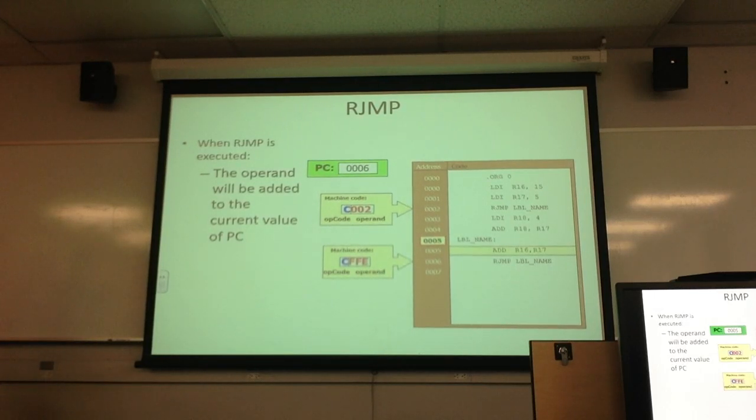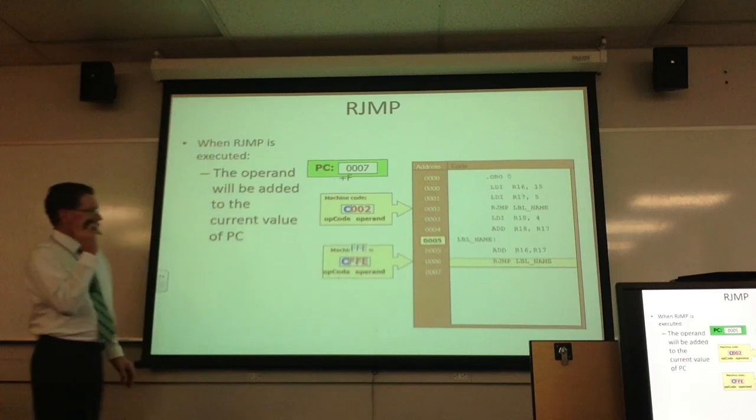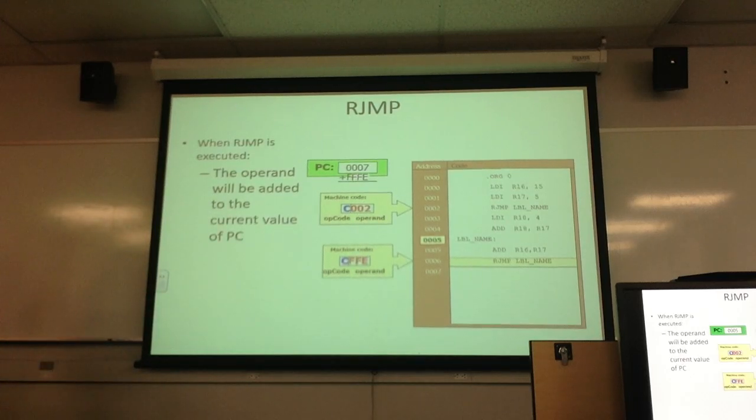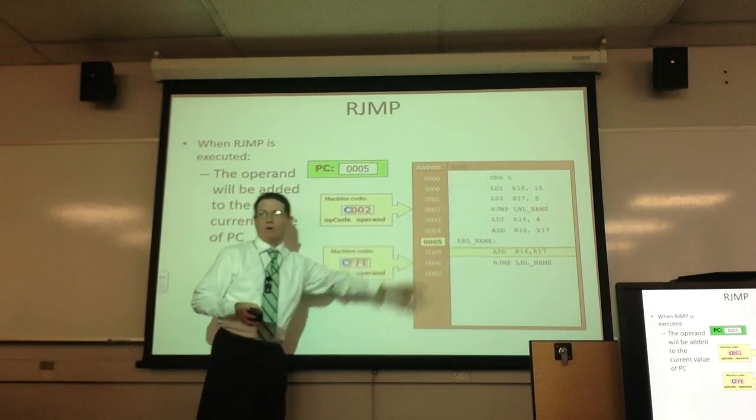Blackboard magic. All right. So now we're jumping down to here. We execute the add, and now I'm going to jump back. So now the machine code for this is FFE. There it comes up. Adding it. When you add those together, it's 5. It's 5, and then now it goes back up.